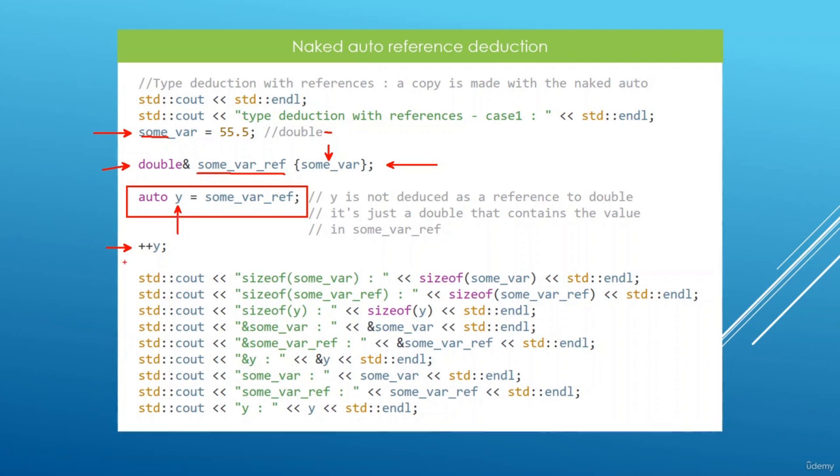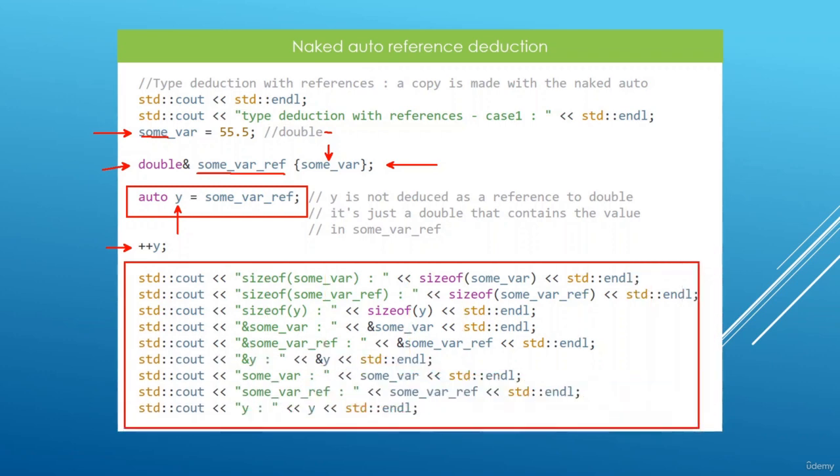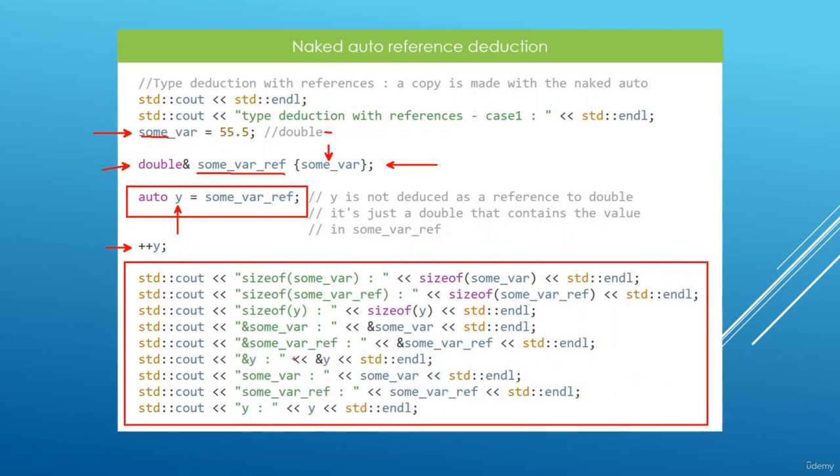And if we try to prove this to ourselves by printing this information here, you're going to see that it is consistent with what we are saying here. Again, y is going to be deduced to be of double type, so the size is going to be 8, but incrementing y is not going to change the value we have in some var ref or even in the original variable here. So if we go down here and try to print the addresses of the variables here, we're going to see that the address of some var and the address of some var ref are the same, but the address of y is going to be different. And even if we try to print these guys here, we're going to see that y has been incremented because we have incremented that here.